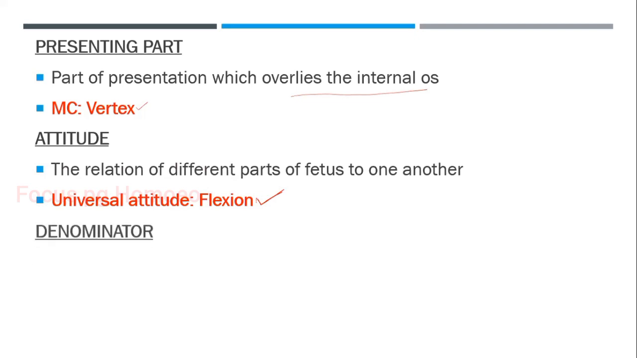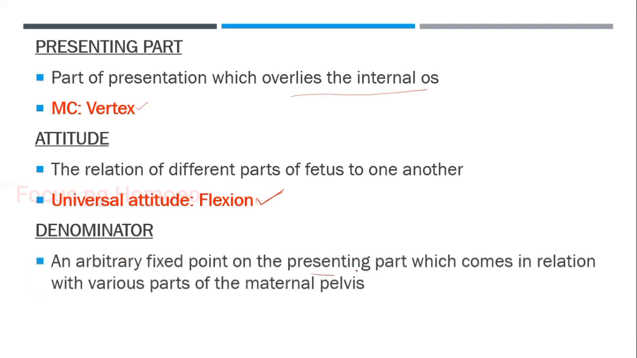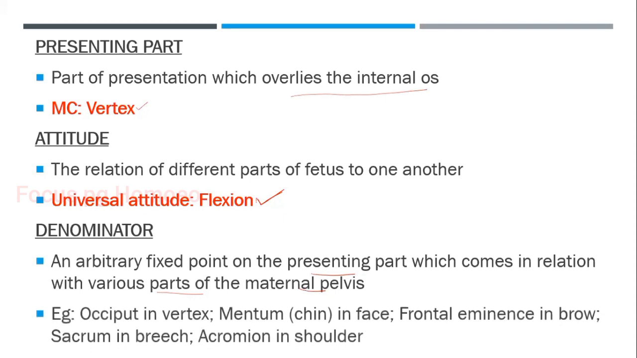And what is the denominator? The denominator is an arbitrary fixed point on the presenting part which comes in relation to various parts of the maternal pelvis. For example, if vertex is the presenting part, occiput is the denominator, because occiput comes in relation with various parts of the maternal pelvis. Mentum or chin is the denominator in face presentation. If brow is the presenting part, frontal eminence is the denominator. And if breech is the presenting part, then sacrum becomes the denominator.